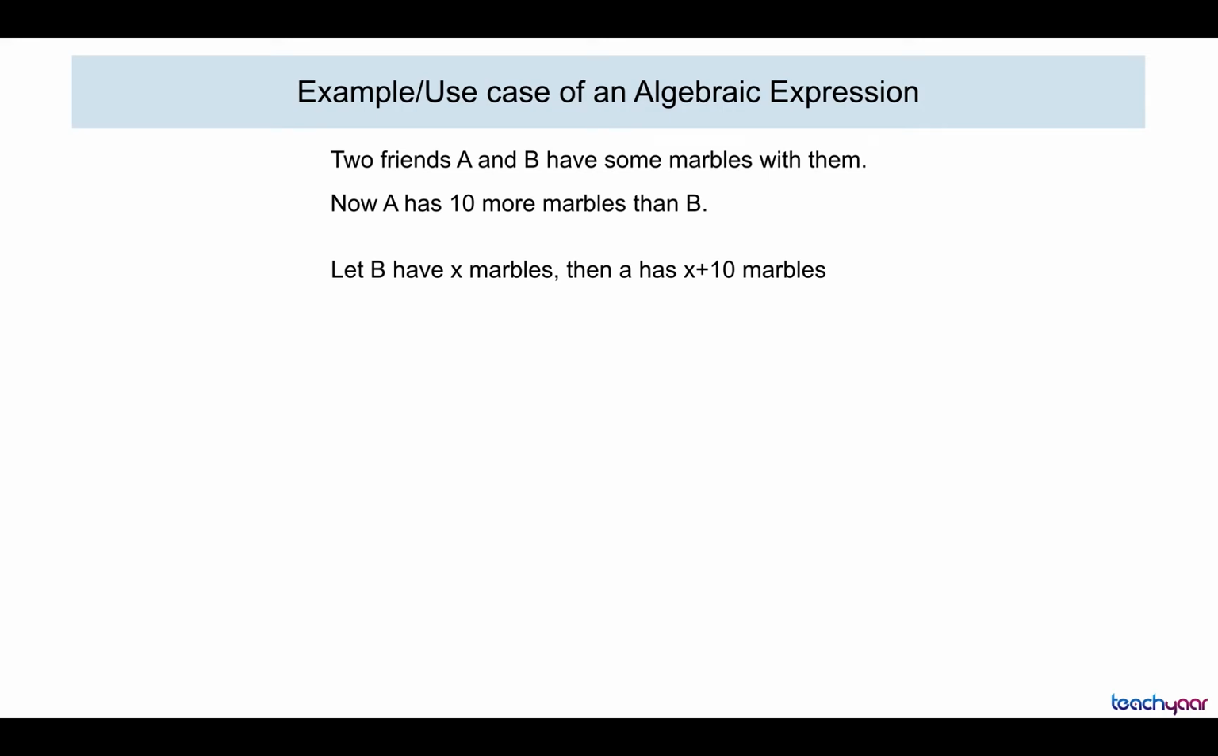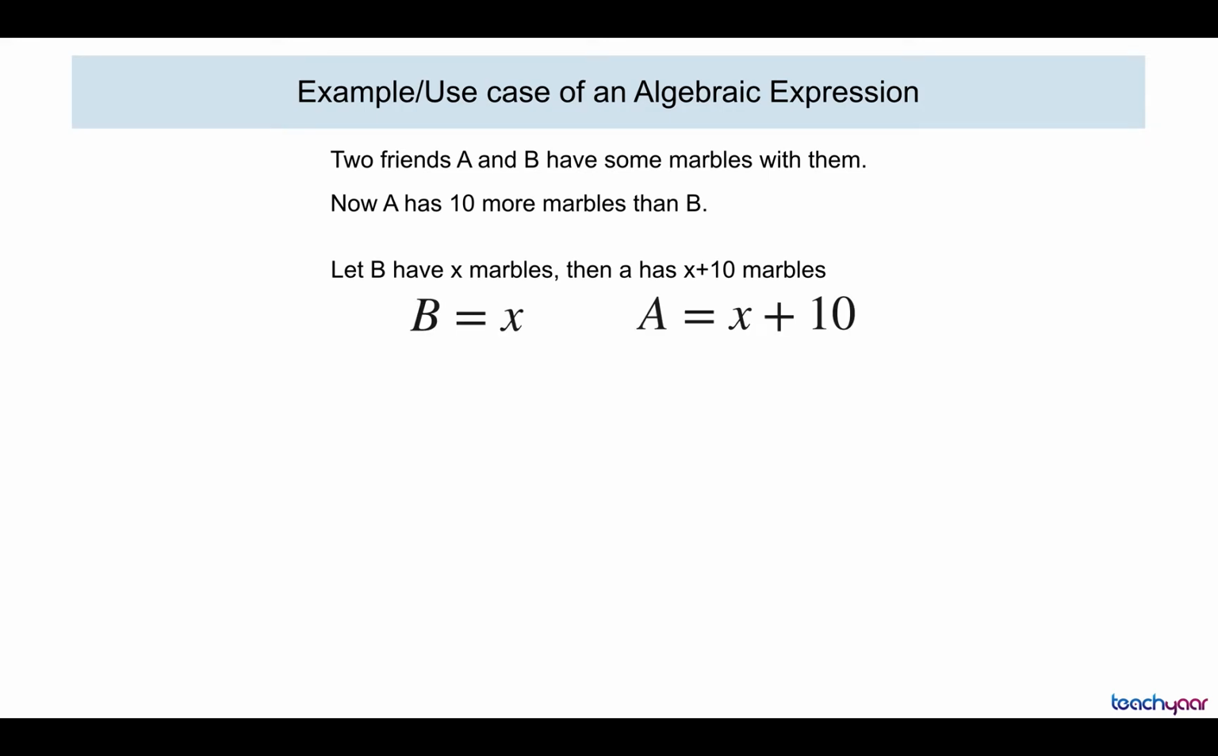Because A has 10 more marbles than B, you have converted this into two algebraic expressions. You said B has x marbles, which is an algebraic expression, and the number of marbles with A is x plus 10. Okay, now how does this become an equation?